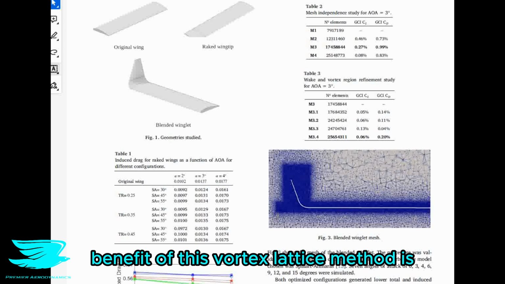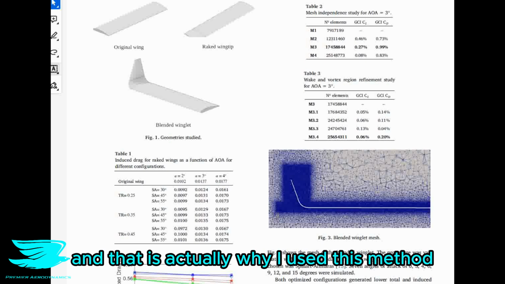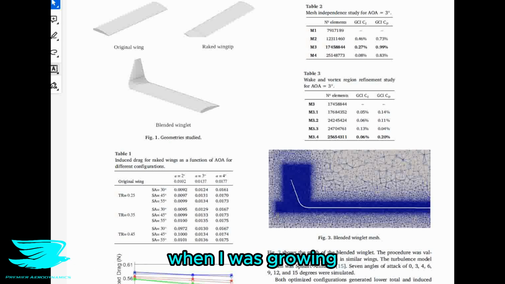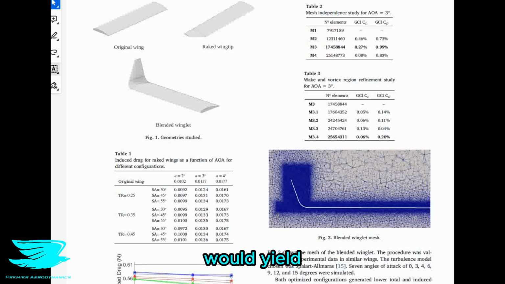But the major benefit of this vortex lattice method is that it's very quick, like really quick compared to regular Navier-Stokes CFD. And that is actually why I used this method when I was growing the optimal solution for a wing shape given the specific geometric constraints. So my goal was to see what wing geometry would yield the lowest induced drag and the best lift to induced drag ratio as well, because that's also an indication of how efficient the wing is.